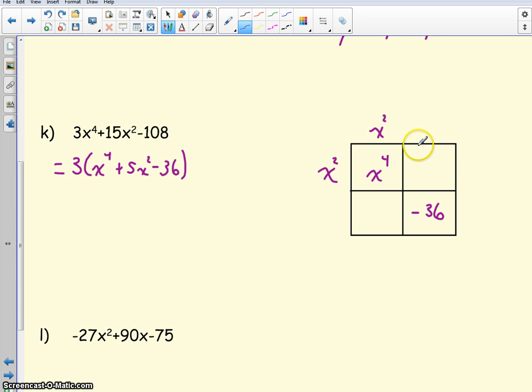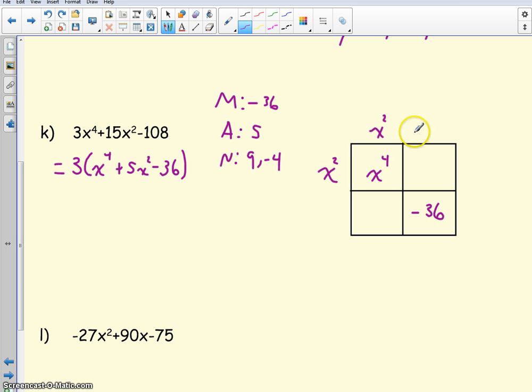And again, it kind of looks like a simple trinomial except with different exponents here. Let's think, what multiplies to negative 36 and adds to positive 5? Multiply to negative 36, add to positive 5. And after a little bit of playing around with it, you can see those answers are going to be positive 9 and negative 4.